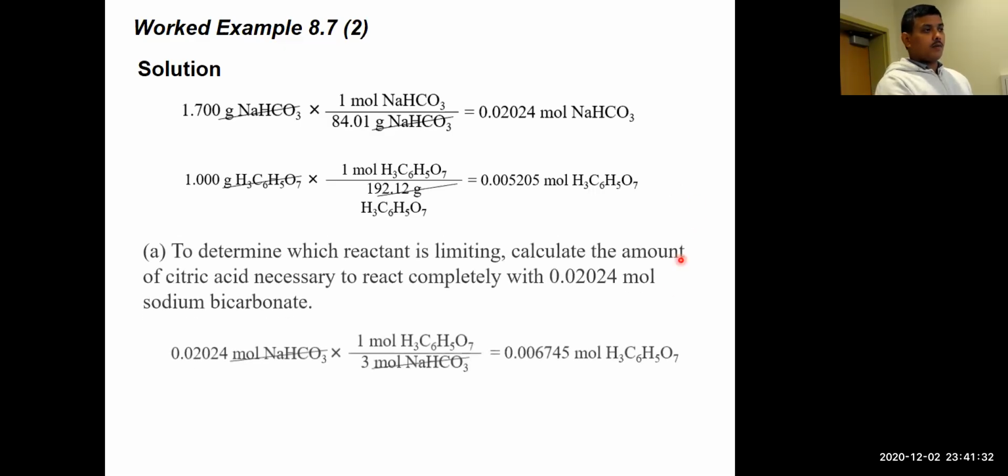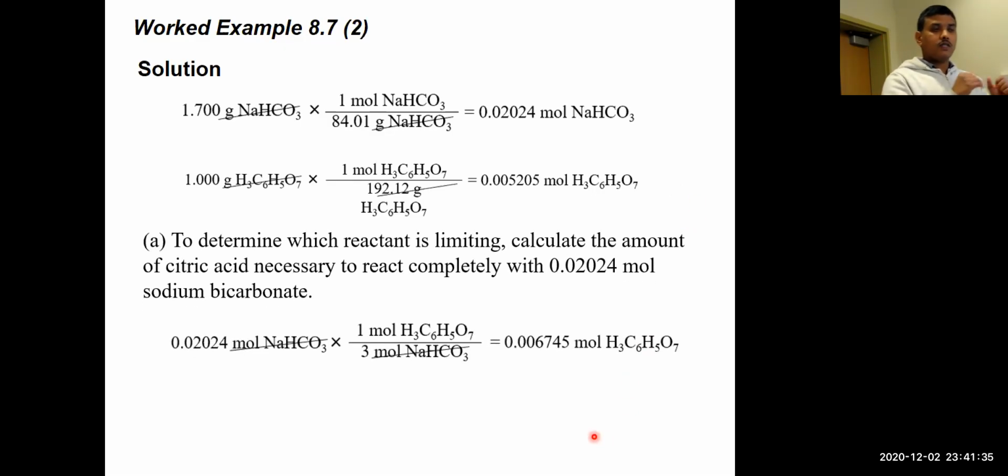So let's work on problem A. Now, to determine which one is the limiting reactant, pick any one of these. It doesn't matter. Apparently this question is picking sodium bicarbonate. So these are the moles of sodium bicarbonate present in 1.7 grams. Now we're trying to identify, to react with all of the sodium bicarbonate, and usually it helps, I'm not going to make it any more complicated, so pick one of the moles. It doesn't matter if it is sodium bicarbonate or citric acid. In this case, it just happened to be sodium bicarbonate.